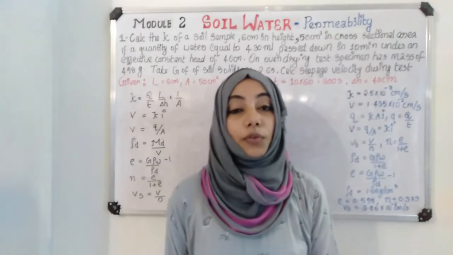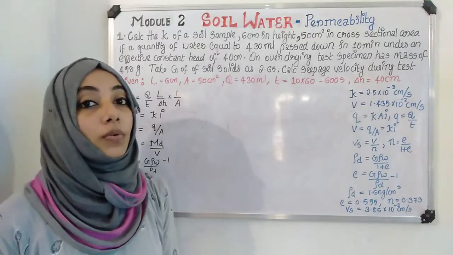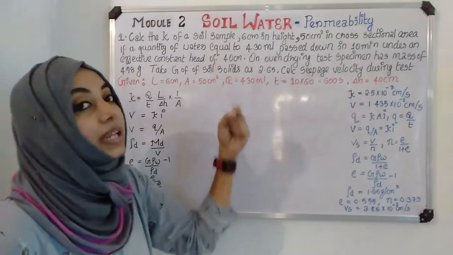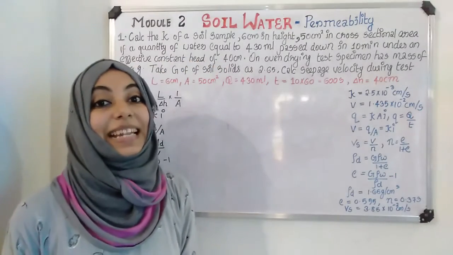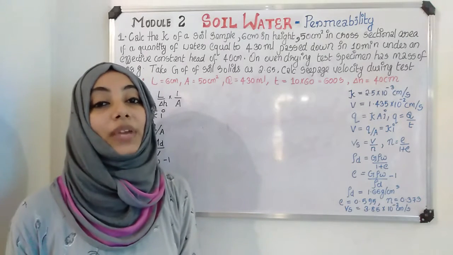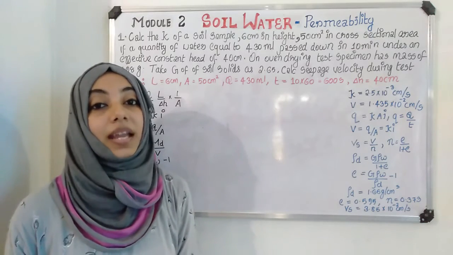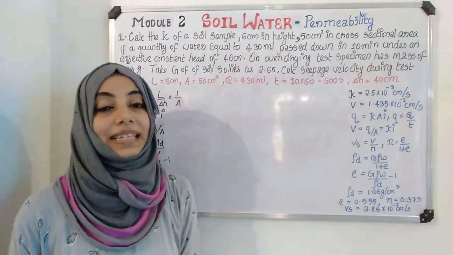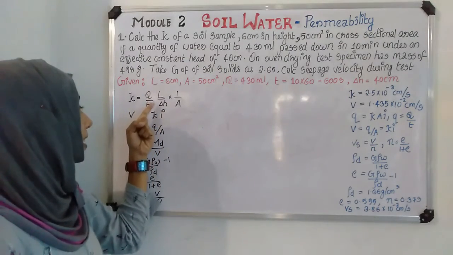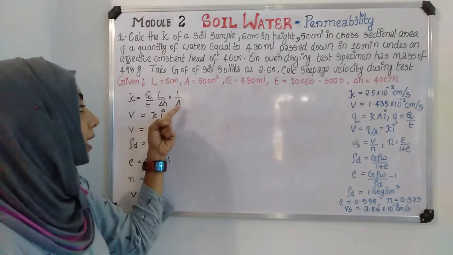So, in our question, we first have to determine the coefficient of permeability. In our question, we are given an effective constant head of 40 cm. That is, it is a constant head permeability test. So, we can use the equation for coefficient of permeability from the constant head permeability test. That is, K equal to Q by t into L divided by delta H into 1 by A.